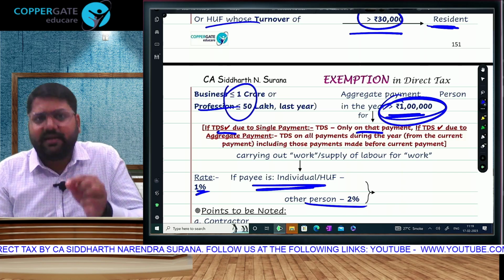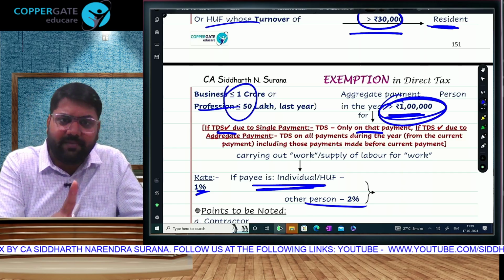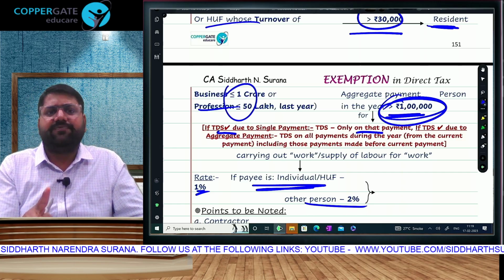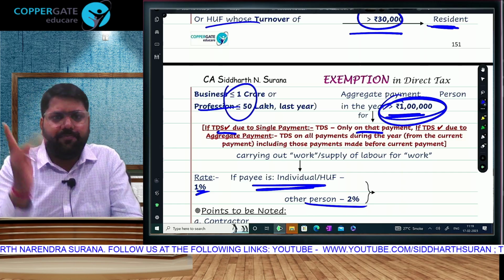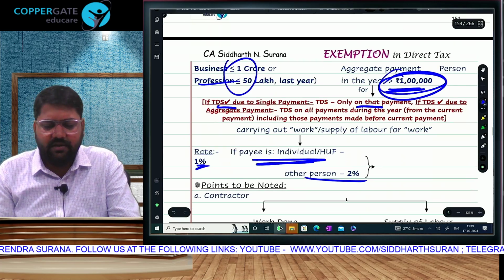Again, let me repeat that line. If TDS is triggered due to a single payment, then only that payment will attract TDS. If TDS is triggered due to annual payment, then all payments of the year, including past payments, will attract TDS.